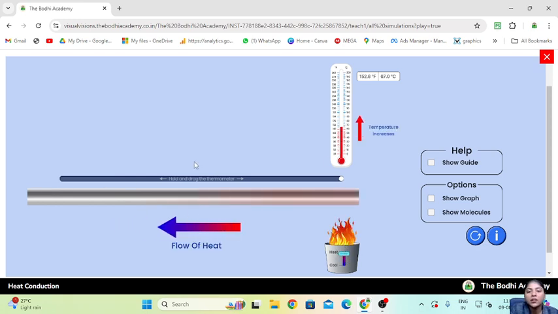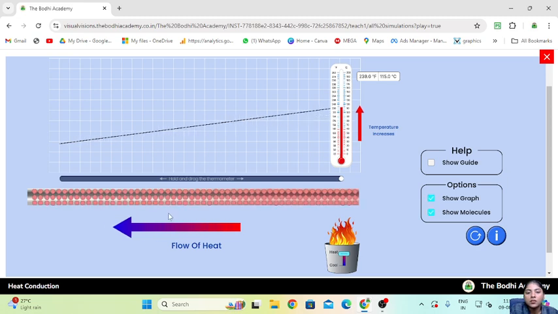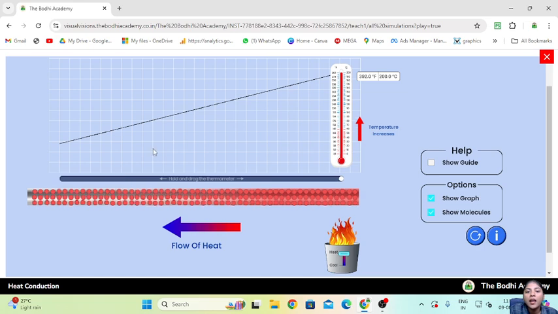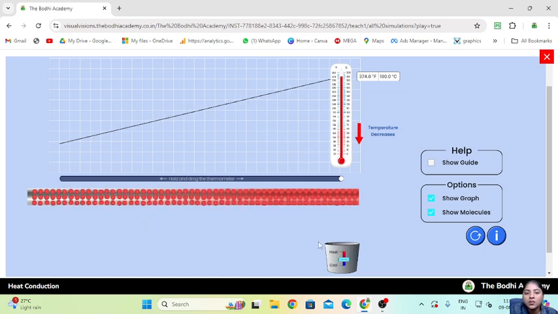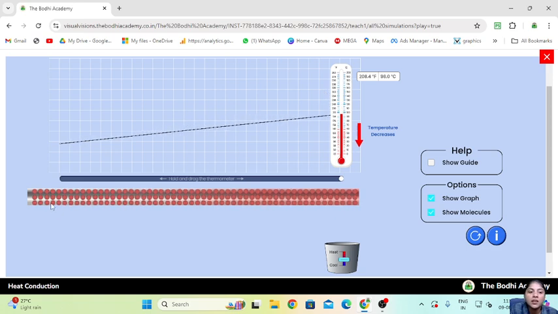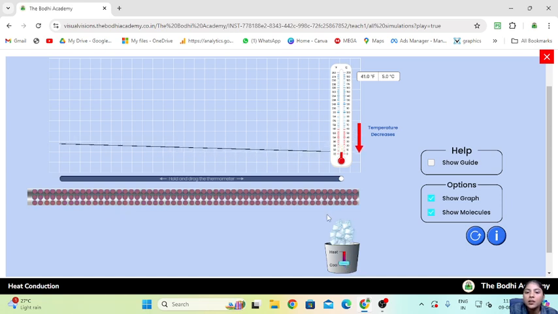Now after heating the rod, again I am heating the rod, the molecules have started vibrating, and then when I again lower the temperature, see, the temperature is decreasing and the molecules have reduced their vibrations or have stopped vibrating. Now when I provide the ice cold water, again the molecules will stop moving. So this is how heat conduction takes place in a metal rod or a conductor.